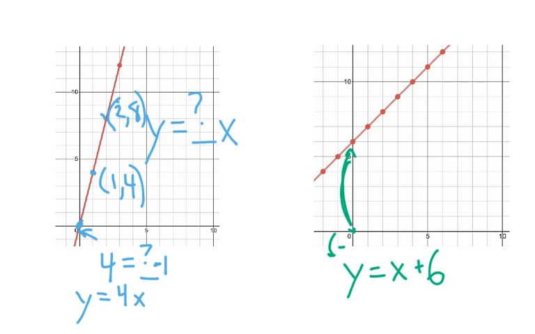And then again, if we're not confident about that, or maybe it wouldn't hurt to double check, take a point, see if it works. So 2, 8. If I were to take my x value, 2, add 6 to it, do I get 8? I do. So we're good.